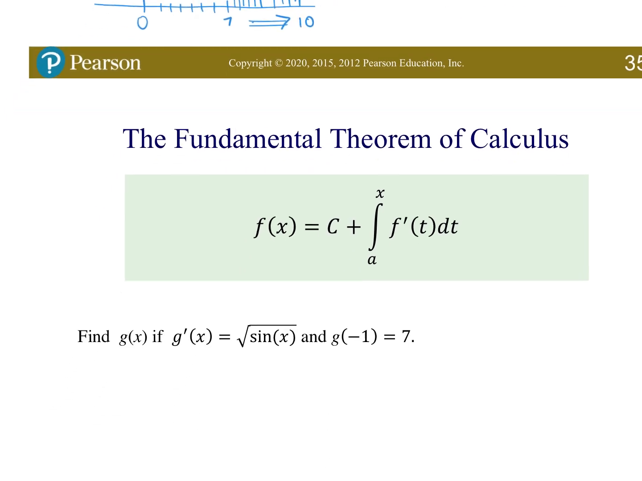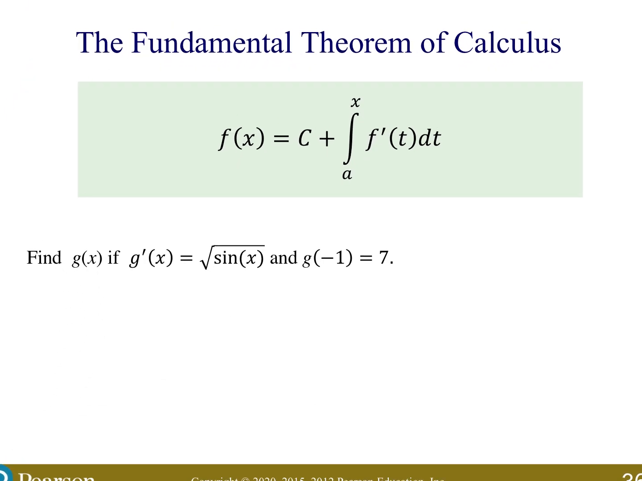Okay, so find g of x if you know that g prime is the square root of sine of x, and the initial condition is negative 1, 7. This is a way of solving problems when you don't know the antiderivative. There is no possible antiderivative for something that has a square root and a trig function at the same time. Okay, we cannot do an antiderivative of that. So we write an equation. So we say, okay, then g of x must start with what value? 7. Okay, it starts with 7.